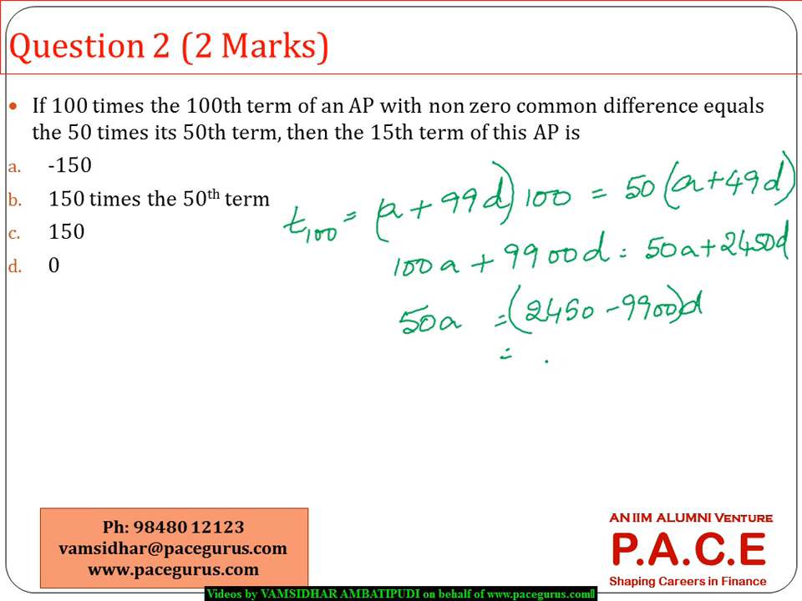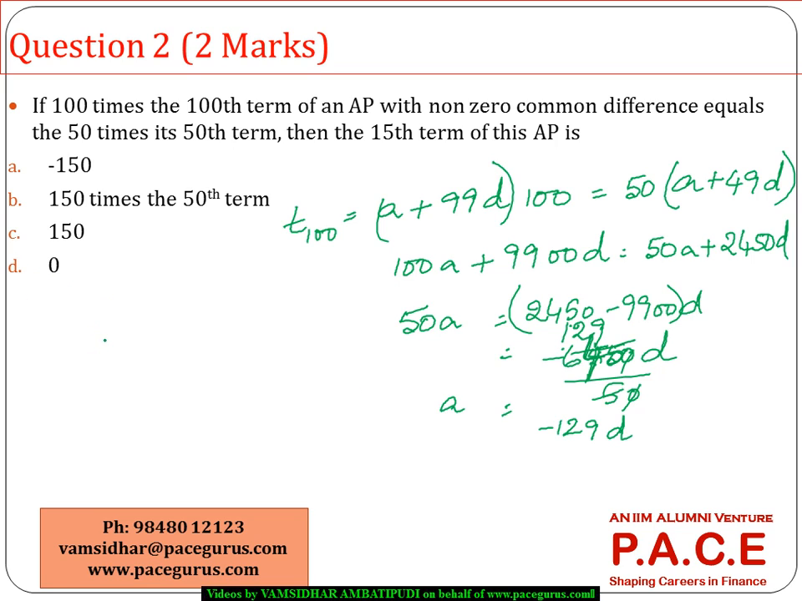which actually works out as minus, so 9900 minus 2450, so which will work out to 6450D, and from here the A is working out to minus 129D. A equal to minus 129D.